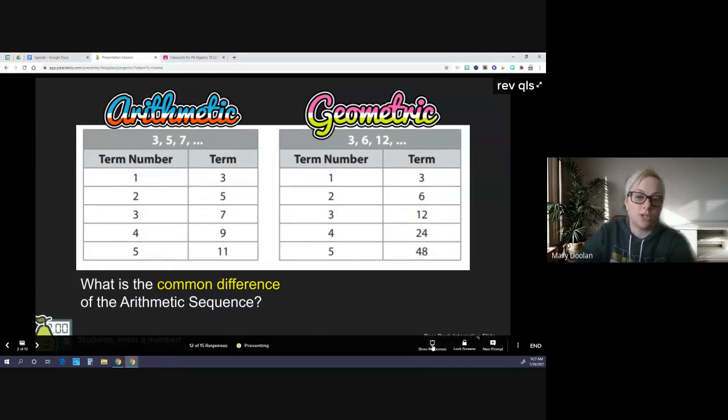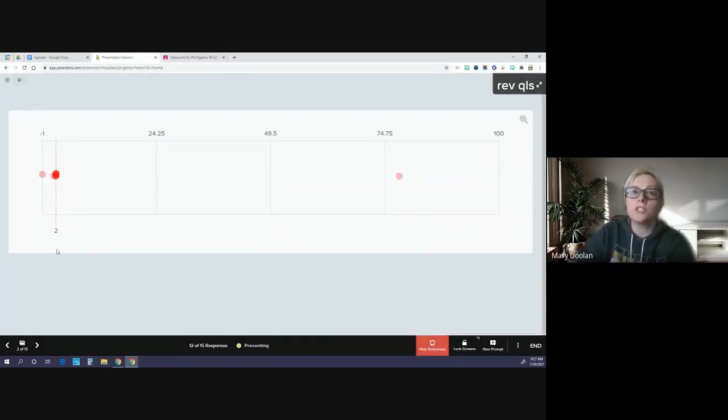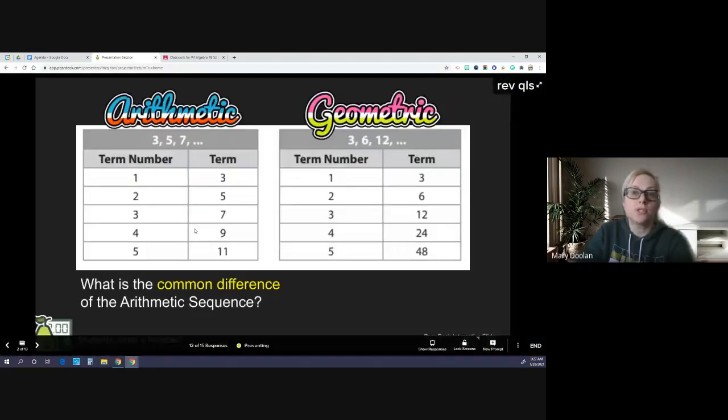The common difference. So most of you said 2. A couple people said something different. Now, 2 is correct. 2 is the common difference. And the way you find the common difference is you just subtract any 2 consecutive terms. So like 11 minus 9 is 2. That's the common difference. Or 5 minus 3 is 2. Another way to think about it is, what am I adding each time in the sequence to get from 3 to 5 to 7? I'm adding 2. So that's why the common difference is 2. So that's an arithmetic sequence.